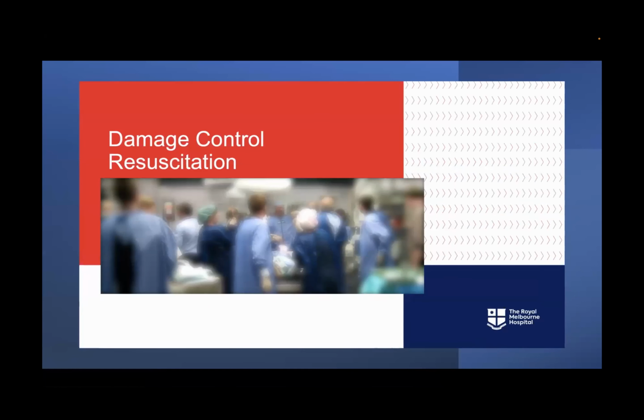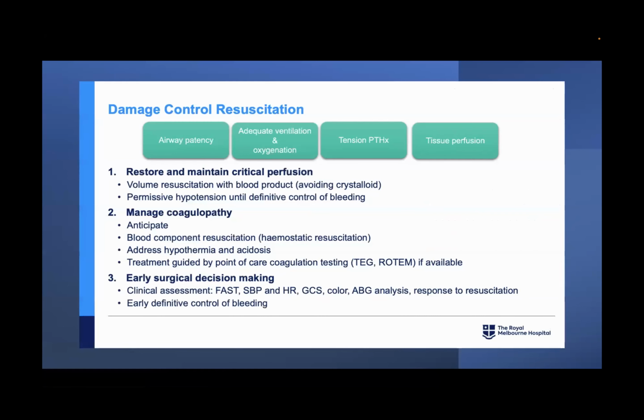I'll now spend some time reviewing the key priorities of damage control resuscitation. Using the principles established by ATLS, with rapid diagnosis and simultaneous treatment of immediate threats to life, damage control resuscitation occurs within the context of the primary survey, which I'm sure you're all familiar with. While this talk focuses primarily on the bleeding patient, it is important to consider the other immediate threats to life that so many of our patients have, and to ensure that we do treat these early on in that initial assessment.